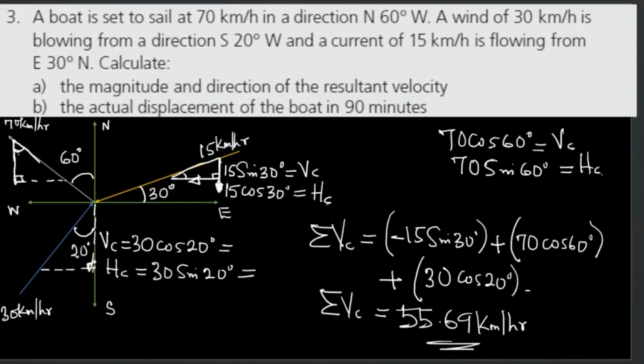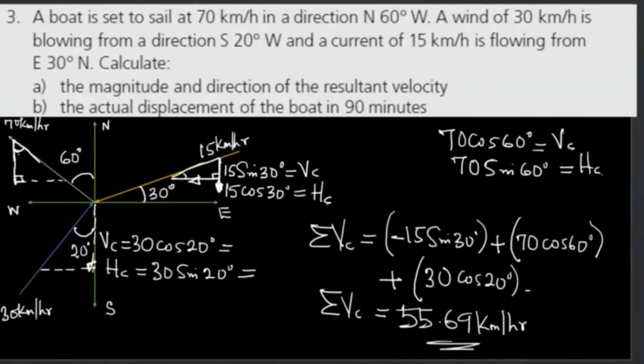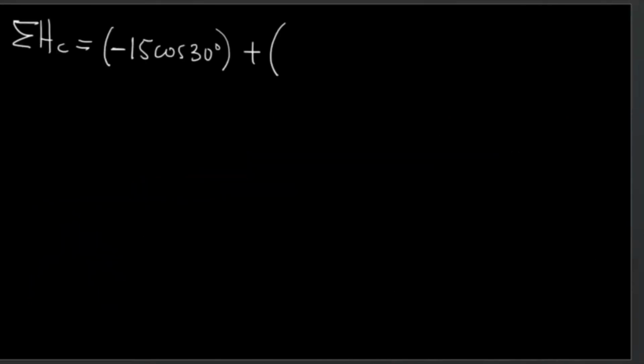Now, with the horizontal component, let's start from 15. It's going towards the direction of west. You can see the arrow is going towards that direction, so it's going to be negative. It's going to be minus 15, minus 15 cos 30, plus the 70. The 70 is also minus as well. Minus 70 sine 60.